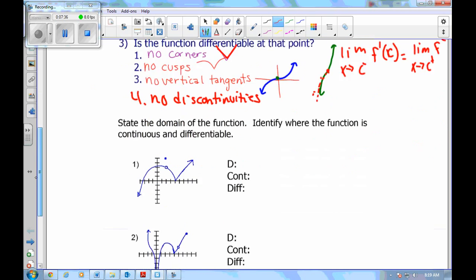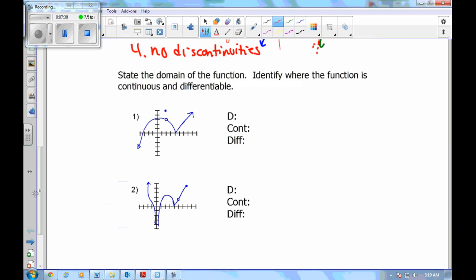Okay, state the domain of the function. Identify where the function is continuous and differentiable. So the domain of the function on number 1: how far to the left does the graph go? How far to the right does the graph go? Does it cover all of the x values in between? Even with this hole? Yeah, because we have that redefined point up above. So the domain is negative infinity to positive infinity.